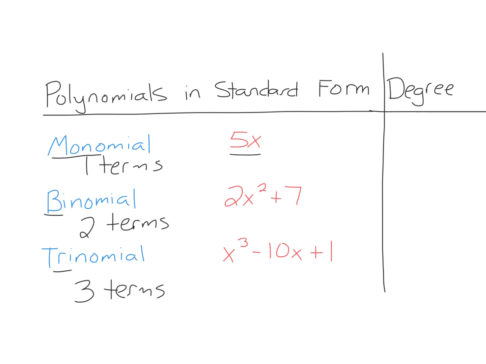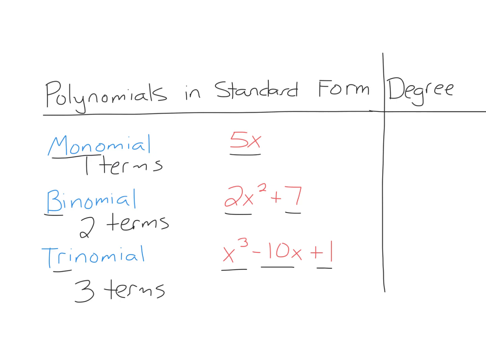Does everyone know what I mean by term? Yep, each term is separated by an addition or a subtraction sign. That's a term. So monomial, we have 1. Binomial has 2. Trinomial has 3. And I just threw random examples up there to show you what a term is.